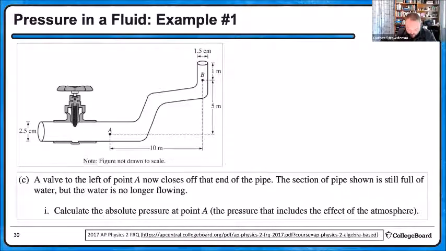I will tell you that that parentheses part is not going to be there when you guys teach it. The reason it's there now is because in the Physics 2 course and exam description, the words absolute and gauge aren't there. They are in the draft curriculum framework. The words absolute and gauge are there, so kids need to know the two different terms.